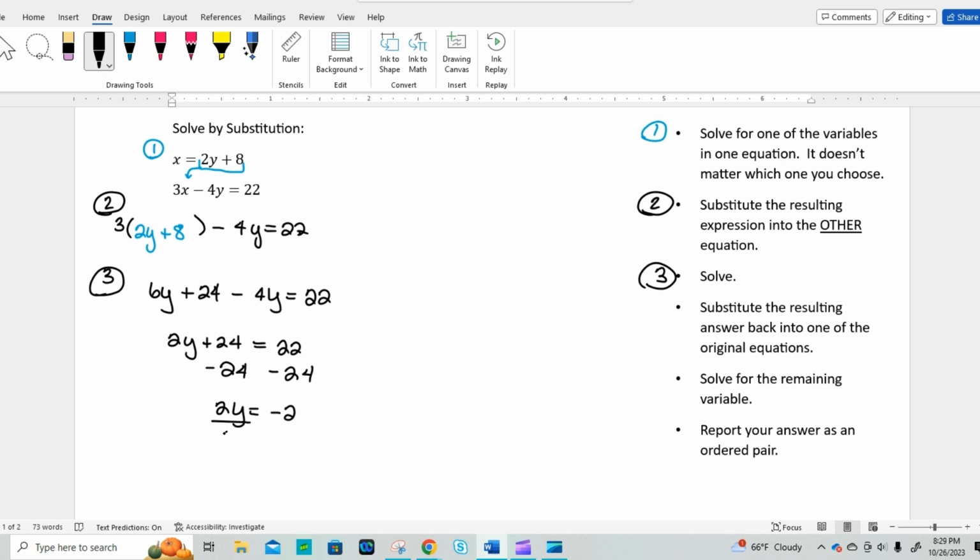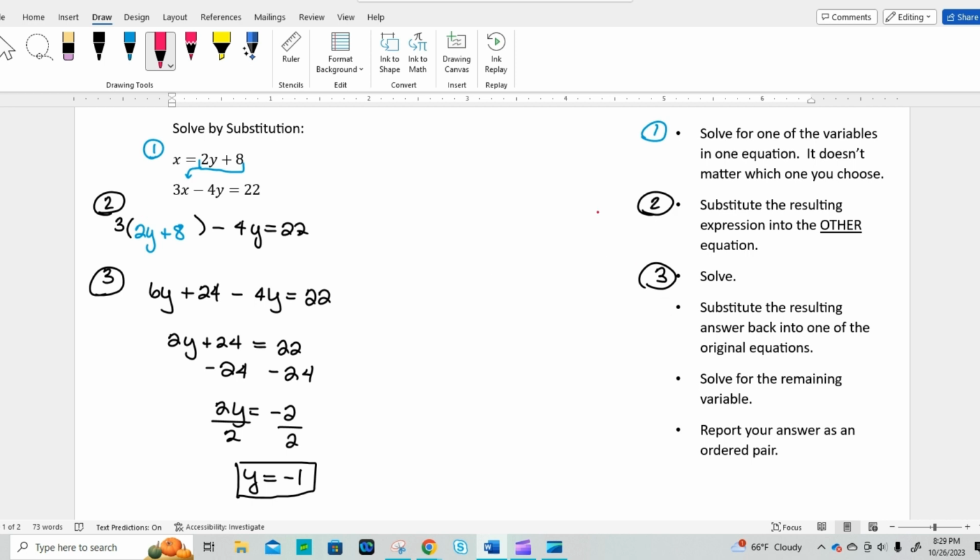So if I have 2y, I'm going to divide by 2. And I will get y is equal to negative 1. So that's the solve. And I have one answer out of that. I have the answer for my y variable.